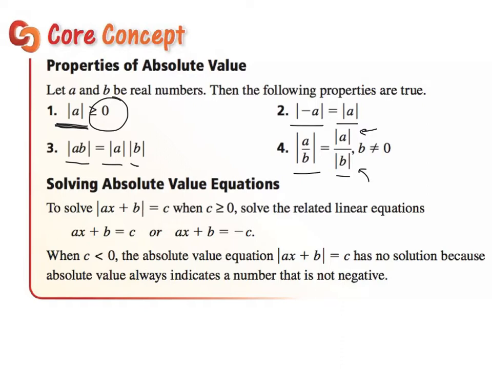The absolute value of a divided by b is the same as the absolute value of a divided by the absolute value of b. Now to solve an equation, we just explained this. Now remember, the absolute value has to be isolated. If the absolute value of ax plus b is equal to c, and c is greater than 0, then we can say ax plus b is equal to c, and ax plus b equals negative c. Now, when c is less than 0, we have no solution, because absolute value always indicates a number that is not negative. You cannot have an absolute value that is negative. Therefore, if it's negative, your answer is no solution.